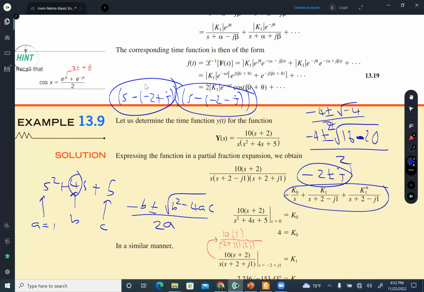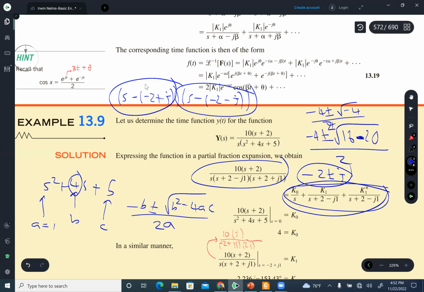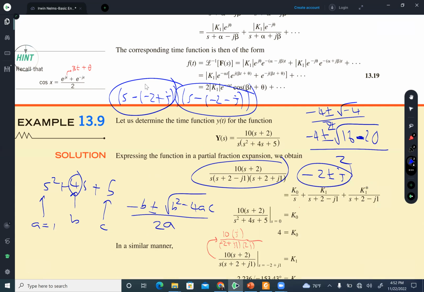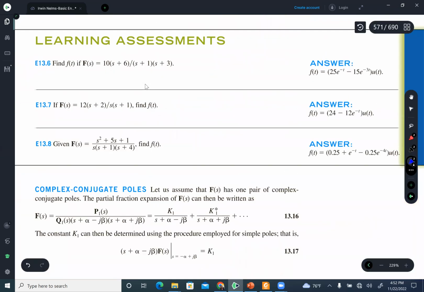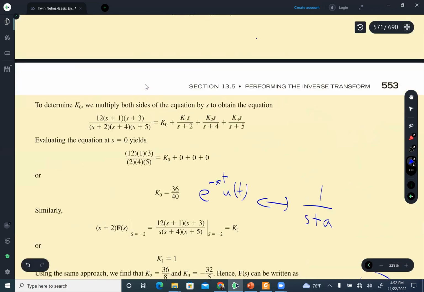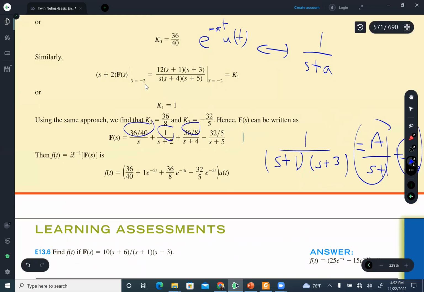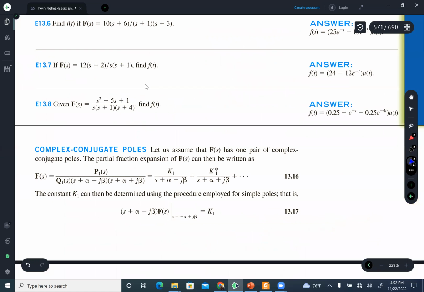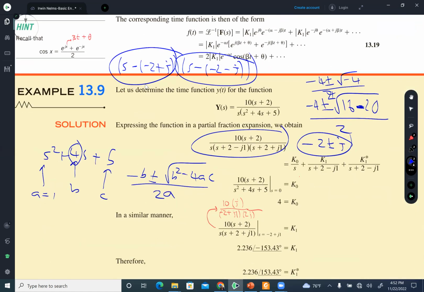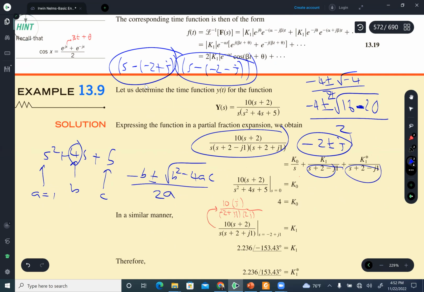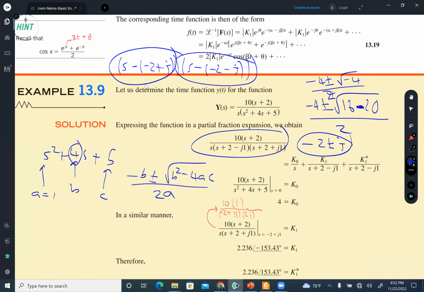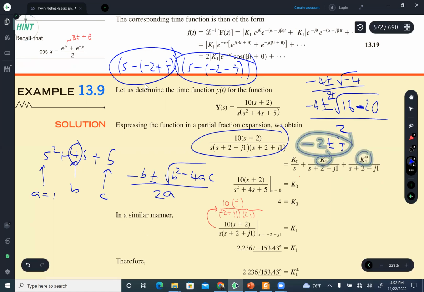Now we are writing this is equal to that, right? The thing we need to be careful about is that we had K1, K2, K3, and K4. In our example, K0, K1, K2, K3 were all different, and they came out real, like 36 over 40, 1, whatever. Now, the K values corresponding to the complex poles will be complex numbers, and they will be conjugate pairs. So in other words, if this is K1, that's going to come out K1 conjugate. That's just the way it is, right?